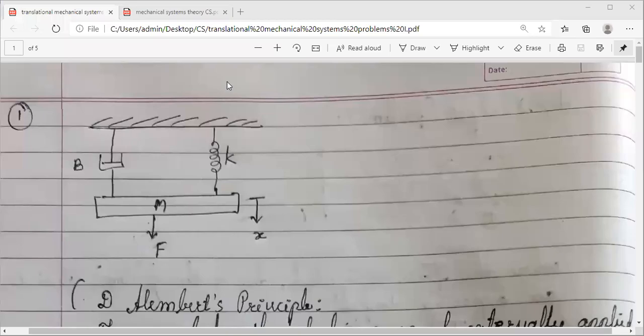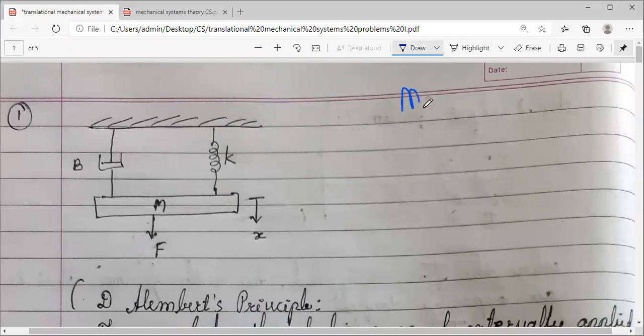Okay, let us start solving the problems based on the translational mechanical systems. We will look into a few problems. There is a variety of problems in your syllabus. As I have told you, there are mechanical systems, translational and rotational, then electrical systems, and then analogous systems.